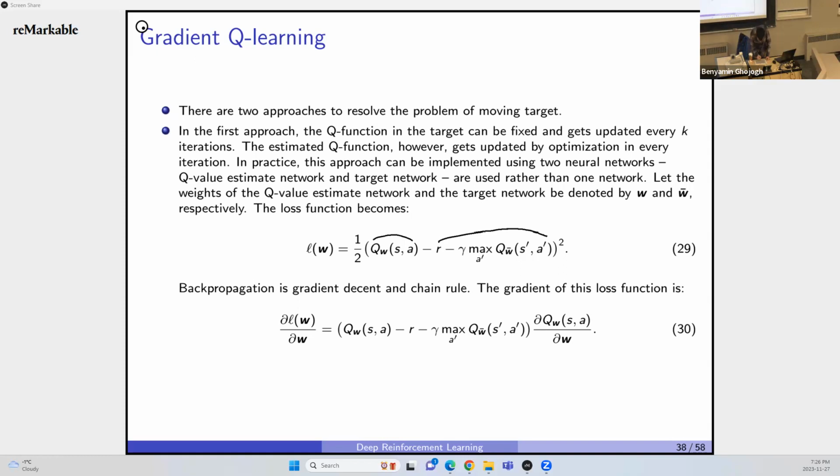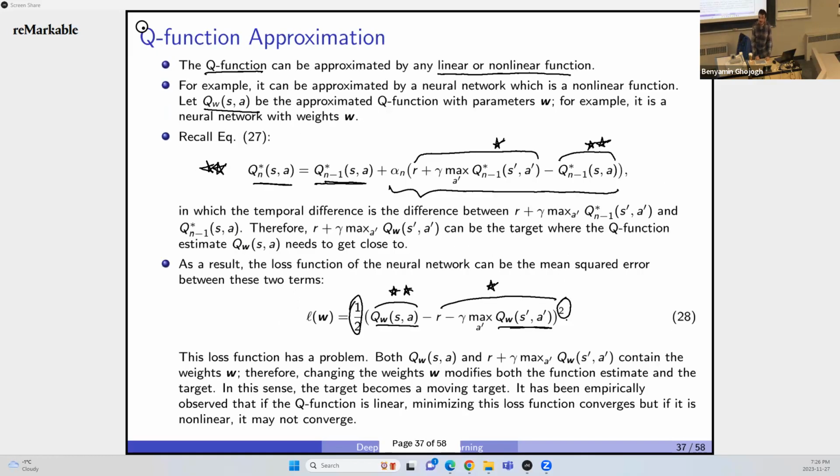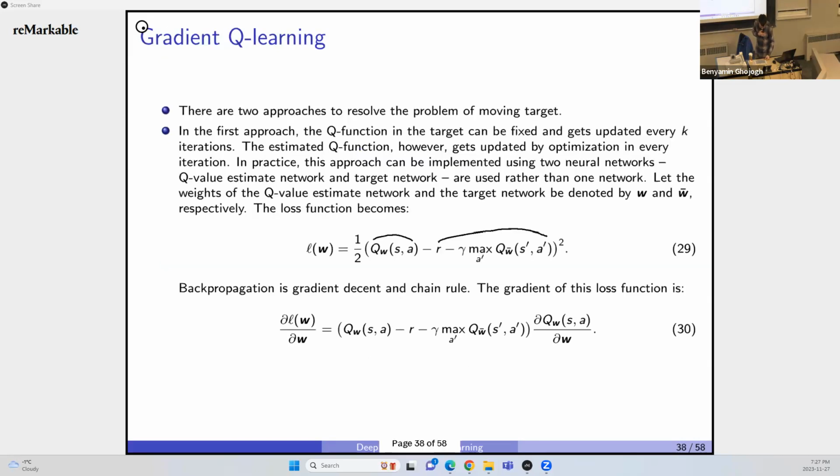But the problem is that when you move person 1, person 2 also moves. Why? Because both of them have Q in it. In both terms, we have Q. When you change the parameters of Q, it's like one person is chasing another person, but the other person is also moving. They might never reach each other. This is called the problem of moving targets. The target is moving here.